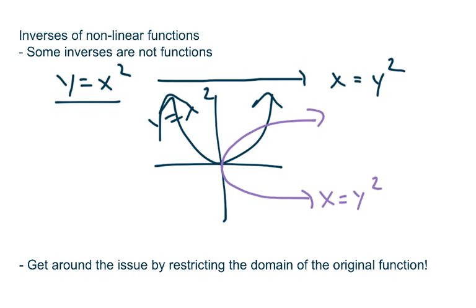Now if we remember our rules for functions, the vertical line test, this would not pass the vertical line test. It crosses the same x value more than one time. So how do we get around this? How do we find the inverse of a nonlinear function?